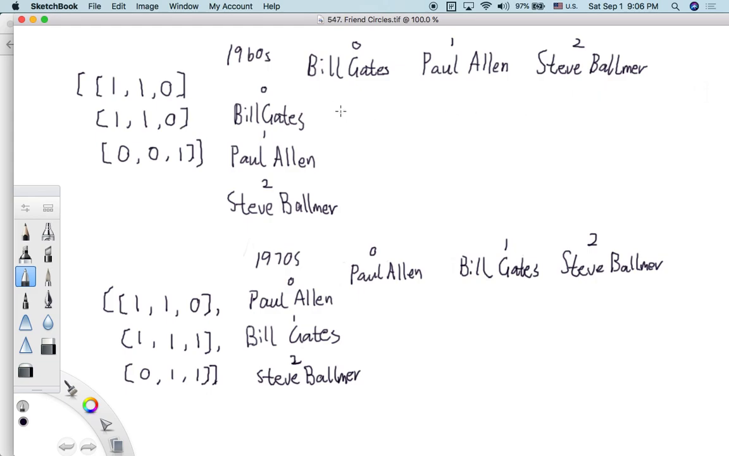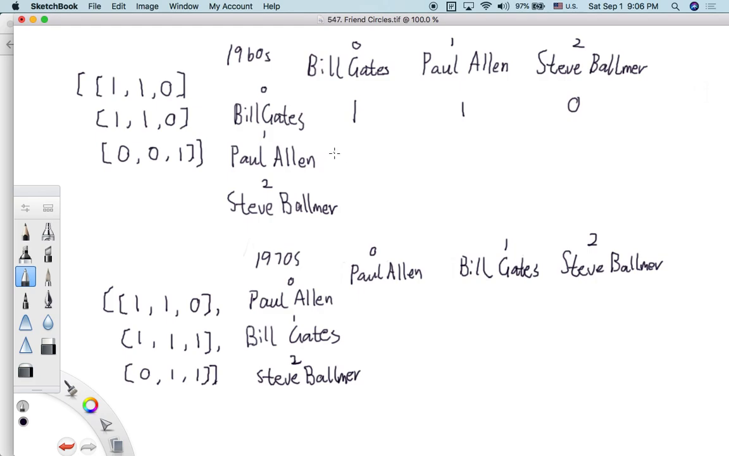So Bill Gates and Bill Gates himself, we can mark 1. And Bill Gates and Paul Allen: Bill Gates is a friend of Paul Allen, so mark 1. But Bill Gates didn't know Steve Ballmer, so they are not friends, so mark 0.